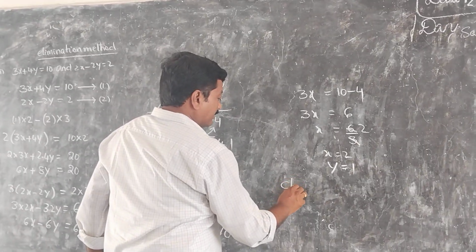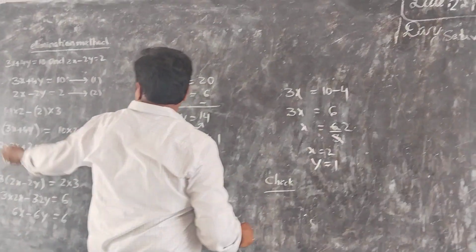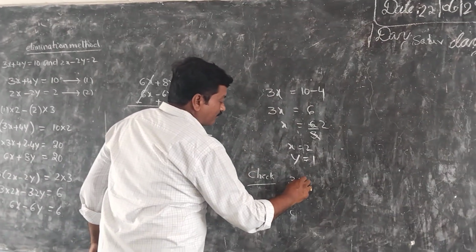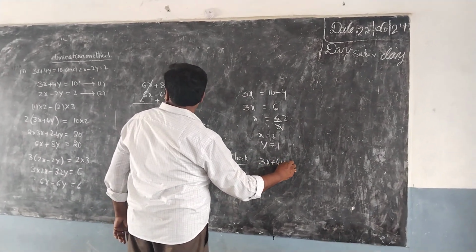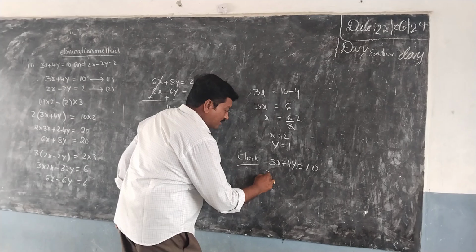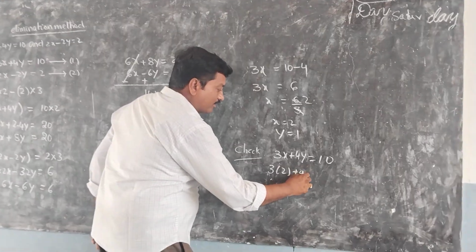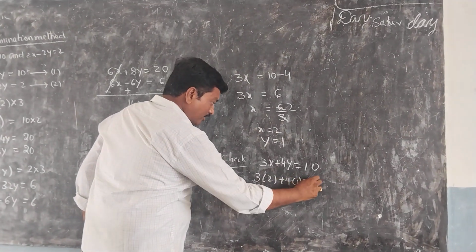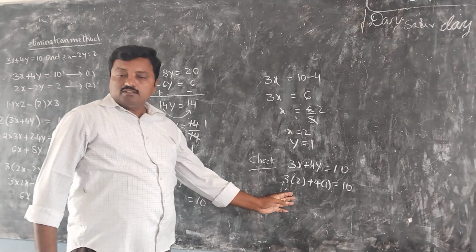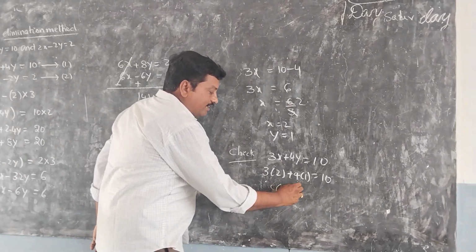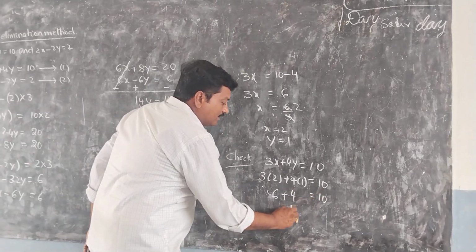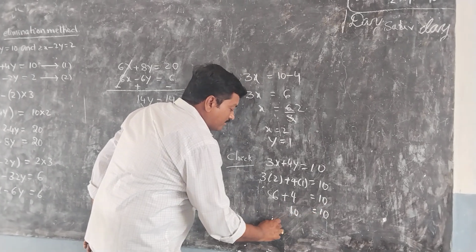So check. Equation 1: 3x plus 4y equal to 10. What about the x value? 2. y is equal to 1, equal to 10. 3 2s are 6. 4 1s are 4. 6 plus 4 is 10. So LHS is equal to RHS.